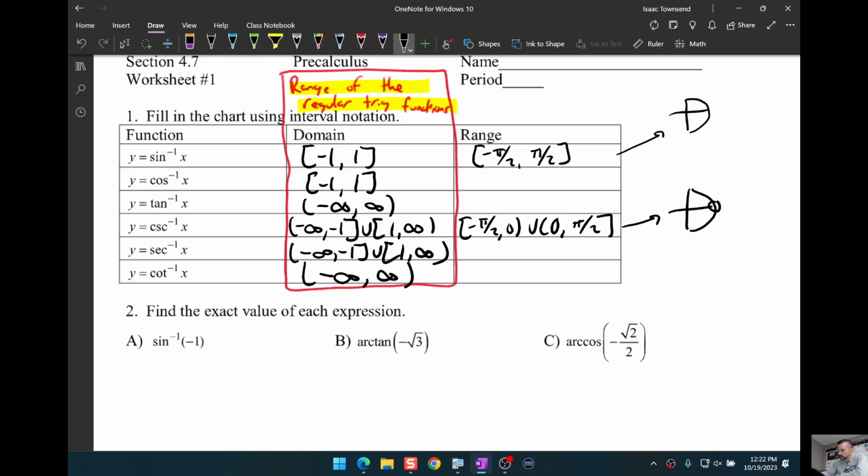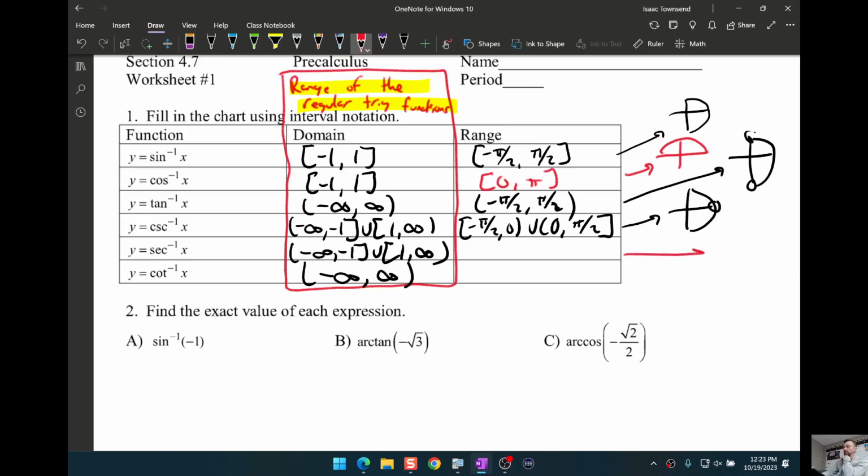And tangent looks the same, but undefined at the endpoints. Then I know cotangent cares about quadrants 1 and 2, 0 to pi. Its reciprocal is the same, but it has a hole in the middle. So 0 to pi over 2, and pi over 2 to pi. And then cotangent also looks the same, but holes at the endpoints.